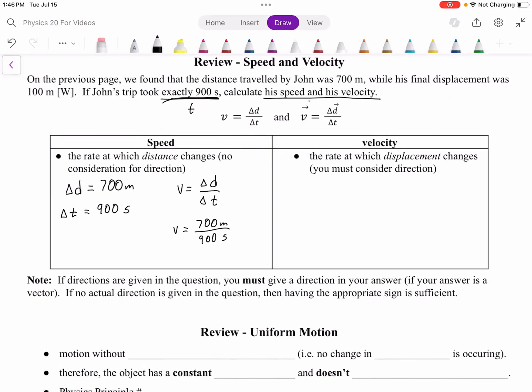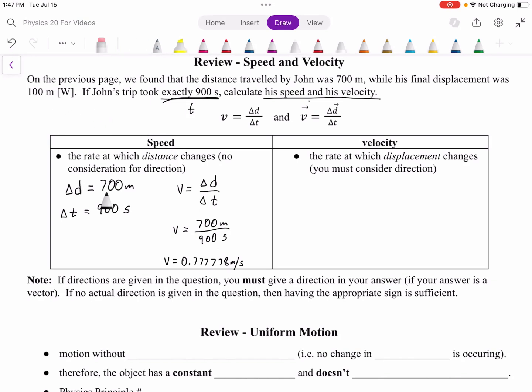Put that into our calculator, we're going to get 0.7777 repeating meters per second, right? Our units would be meters divided by seconds, so meters per second. Now, what am I forgetting for my final answer? That's right, I'm forgetting significant digits, right? So this is way too many. I don't know it that precisely.